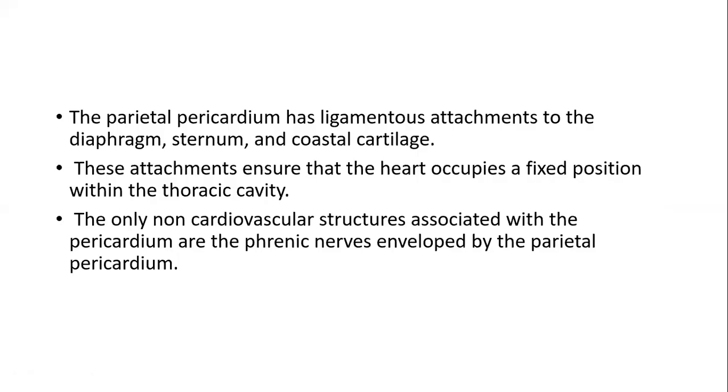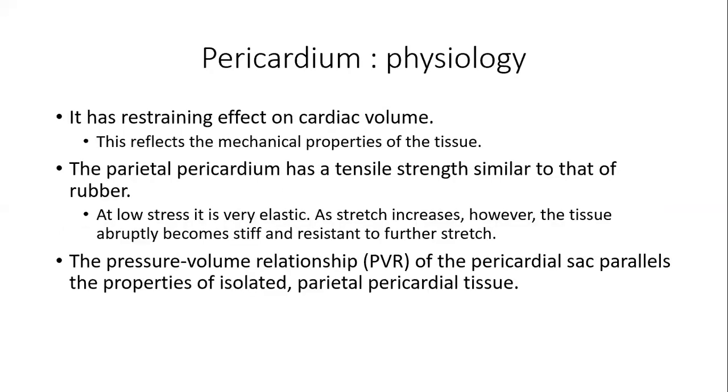The parietal pericardium has a ligamentous attachment, so it is attached to the diaphragm, the sternum, and also the costal cartilage. This attachment keeps the heart in a fixed position within the thoracic cavity. The only known cardiovascular structure associated with the pericardium are the phrenic nerves, which are enveloped in the parietal pericardium. Okay, so for the physiology, it has a restraining effect on cardiac volume.